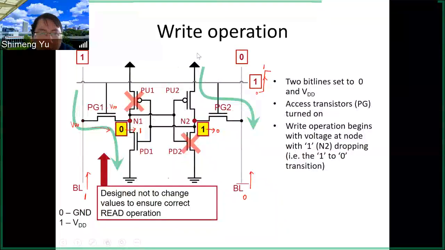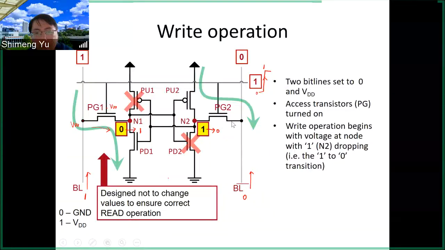So what makes write possible is on the right hand side. If you look at the N2 node here, now the PG2 will be turned on because this is VDD. Now you ground here, and N2 initially stores 1, so this is VDD. So you see the PG2 transistor is turned on and actually is in saturation because VGS is VDD and VDS is VDD. So PG2 is turned on, and you should have current flow from N2 to the BL bar.